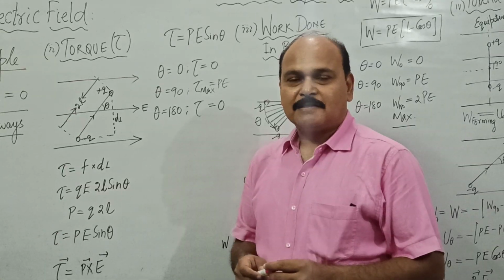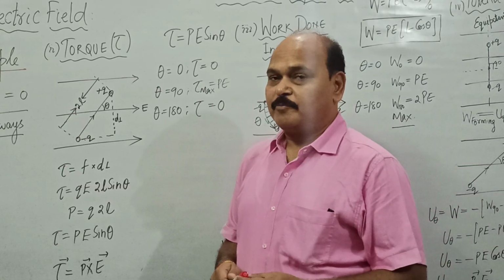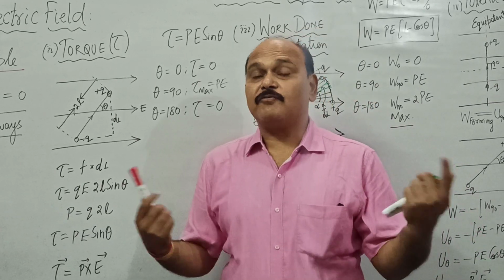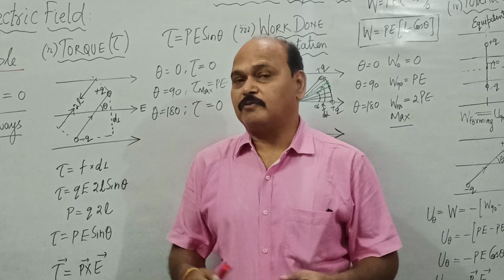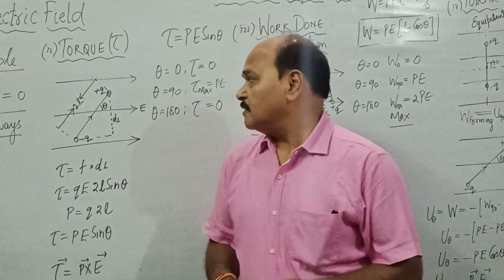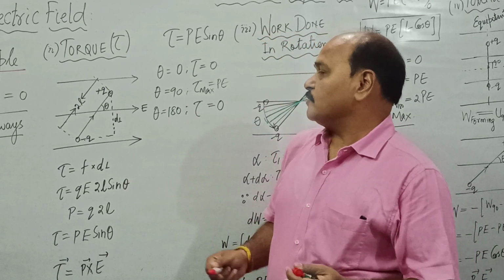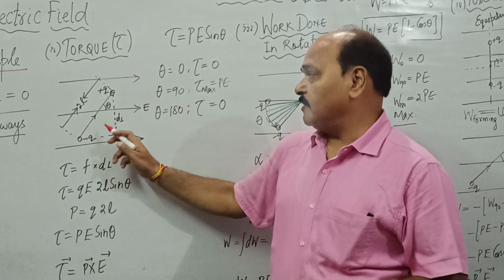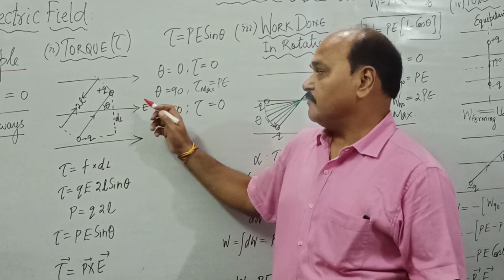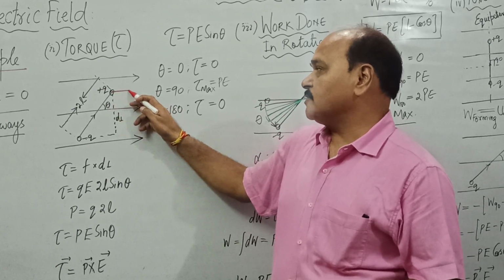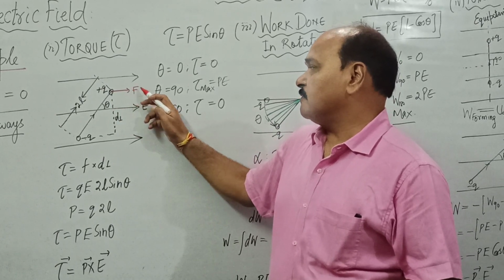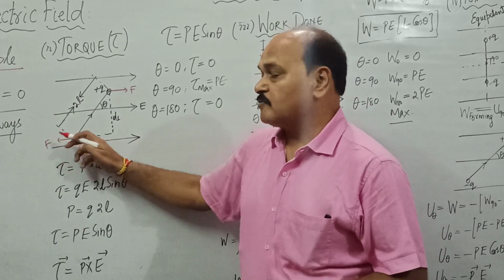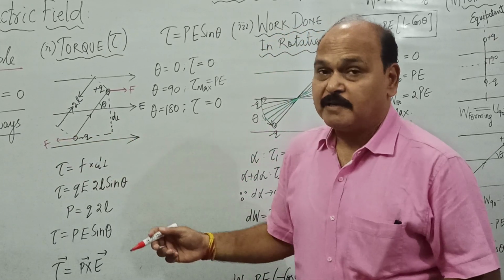So children, let's talk about torque acting over dipole. What is torque? Torque is turning effect of force, tendency of rotation due to force. So what is force acting over dipole in this arbitrary orientation when it makes an angle theta with the field? We have already discussed force over positive charge is F, force over negative charge is also F. Net force of course is 0. But what is net torque?